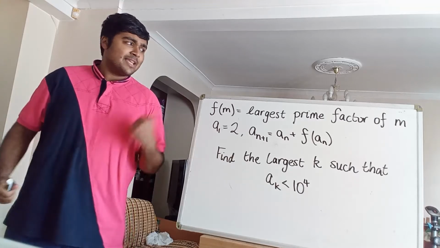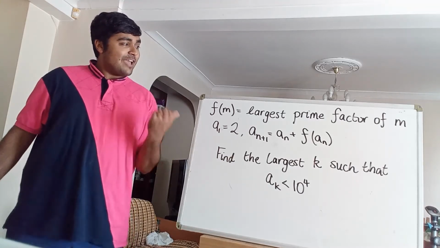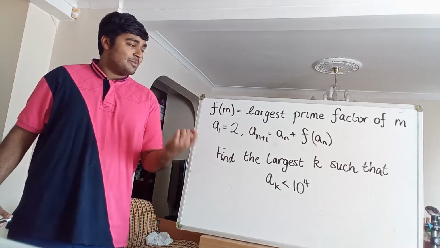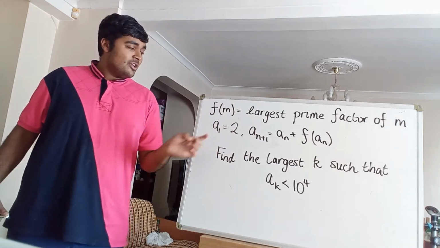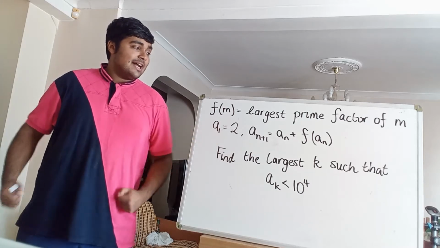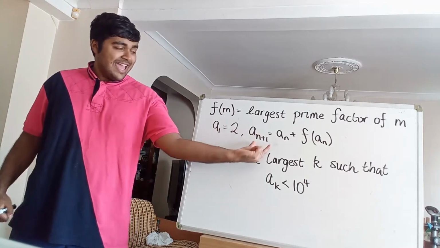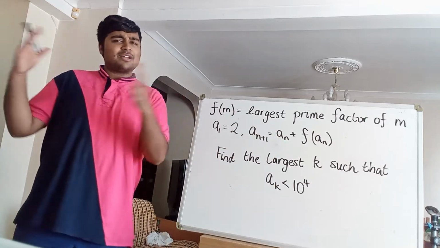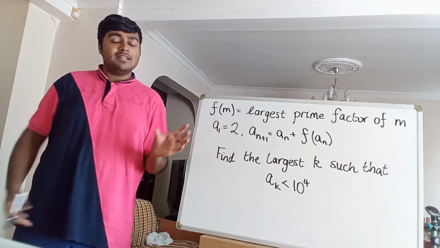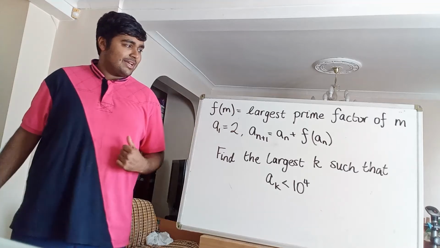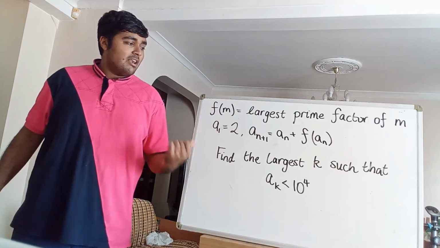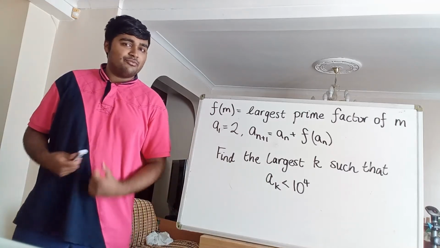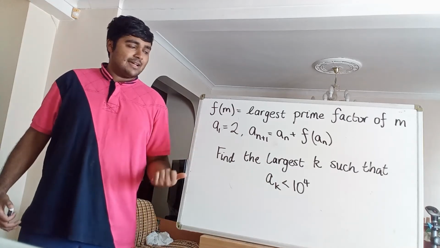Anyway, this is the problem we have today. We have f of n being equal to the largest prime factor of n, and we have a sequence of numbers a_n, where the first term a_1 is 2, and then to find subsequent terms we have a_{n+1} equals a_n plus f of a_n. So to work out the next term in the sequence, you take the previous one and then add on f of that term. We want to find the largest k such that a_k is less than 10^4, so less than 10,000.